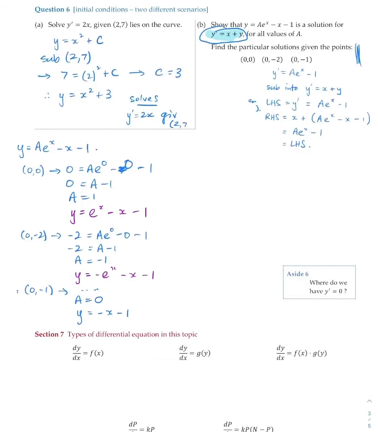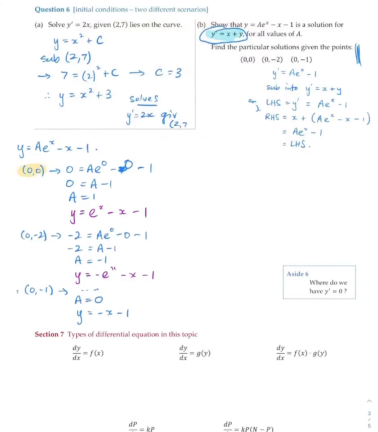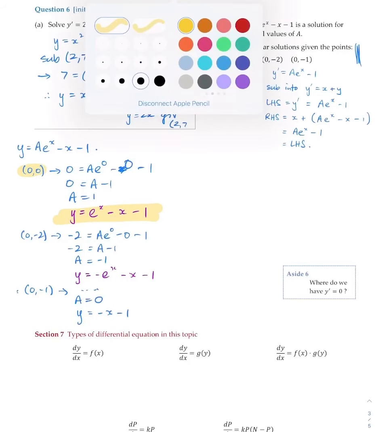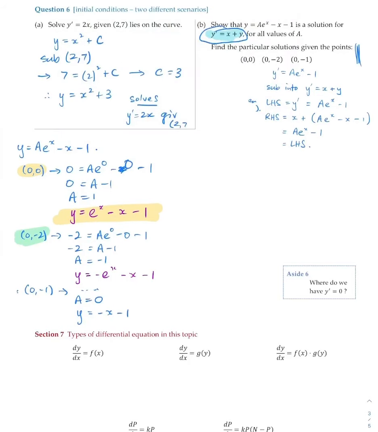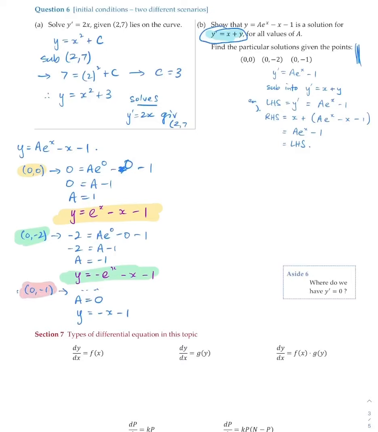I just feel a little bit fancy here. So this point goes with that, this point here goes with that, and this one goes with that. And I want to show you this in GeoGebra. It will make you go, wow.